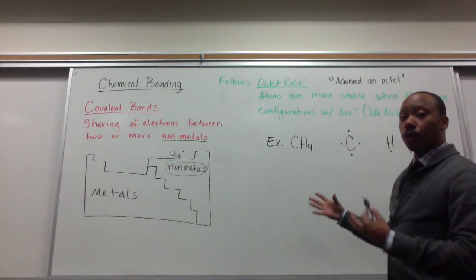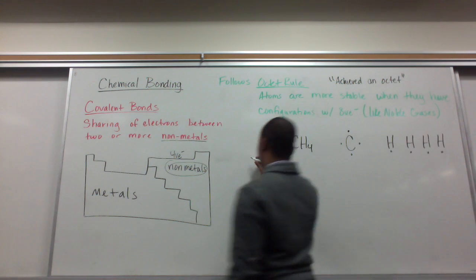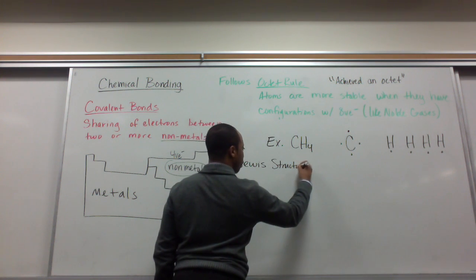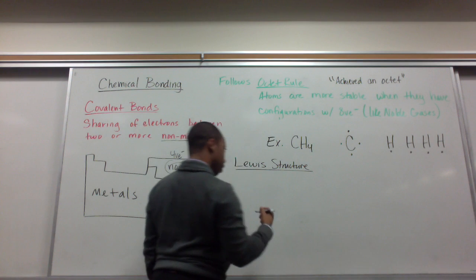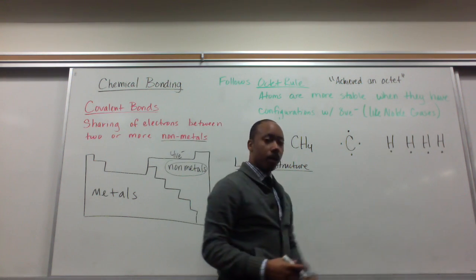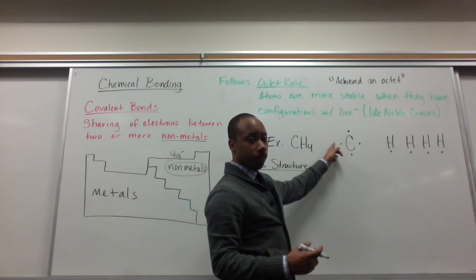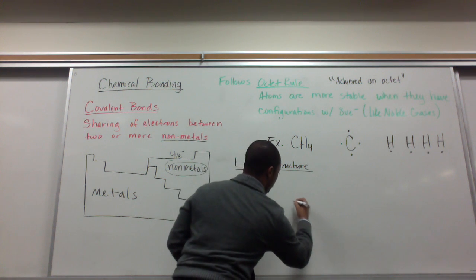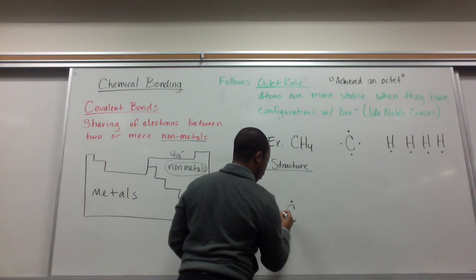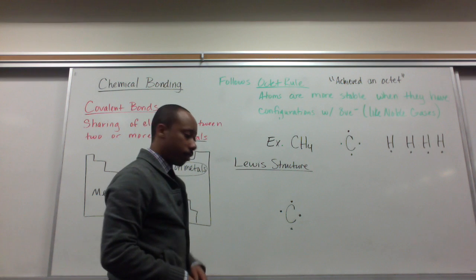Now, I'm going to show you how these bond with something called a Lewis structure. So we're going to draw what is called the Lewis structure. It's just a diagram showing how these atoms are bonded together. Now, carbon is usually the central atom. So, put carbon in the center, and it has 1, 2, 3, 4 valence electrons.